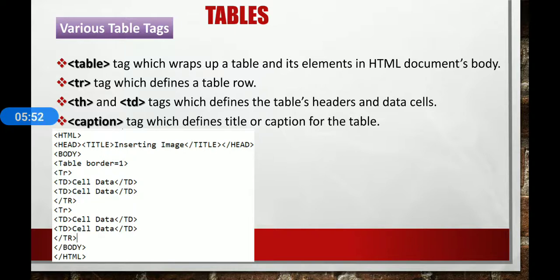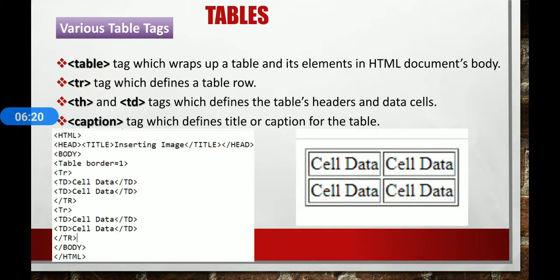Then the first row we start here. Start the TR tag. Then for each cell, the TD tag is used. Then after 2 cells, the TR is closed. It means that in the first row there are 2 cells. Then again we start the TR tag. Then 2 TD cells. It means the second row also contains 2 cells. If you open it in a browser, it will display like this.